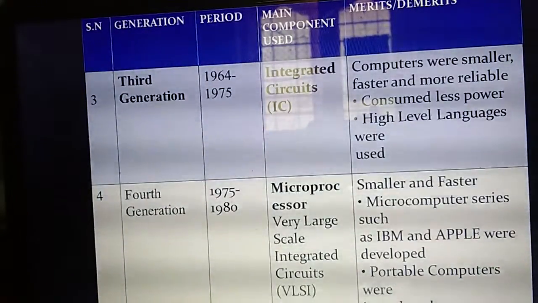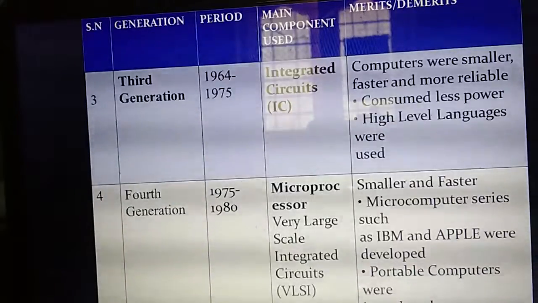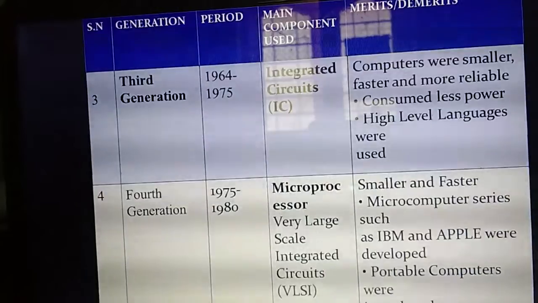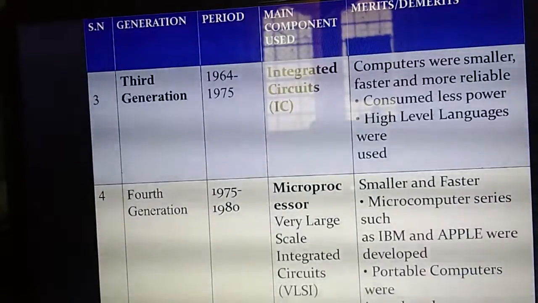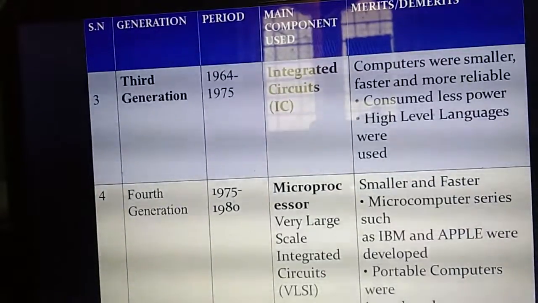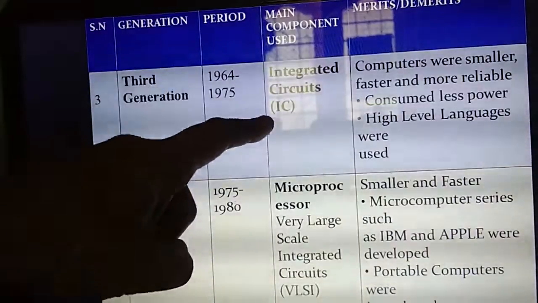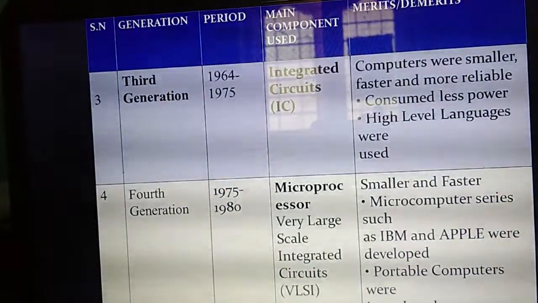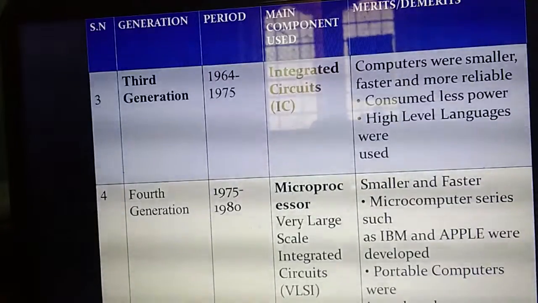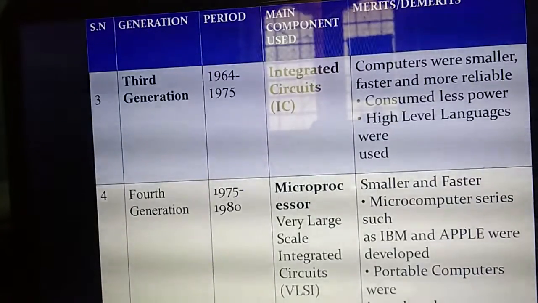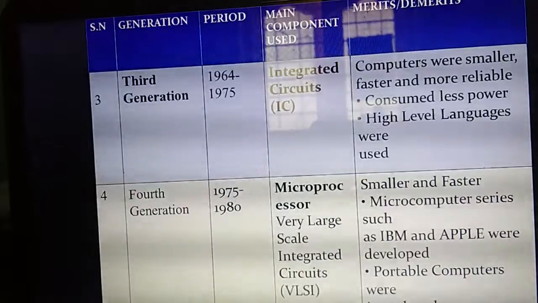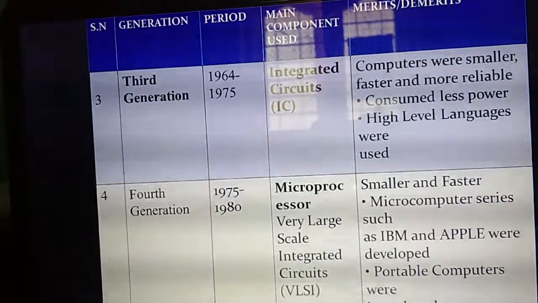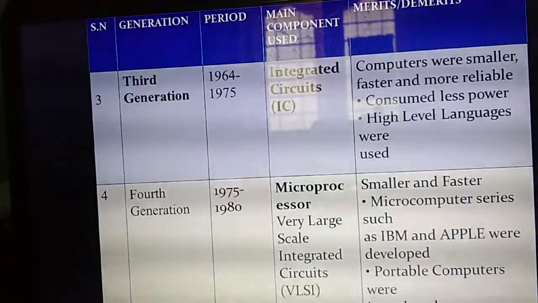1964 to 1975. Okay. So which component are we using in the third generation? Integrated circuits. The short form of integrated circuit is IC. The diagram is given in your textbook. It looks like a small chip. You may see this in your physics lab. So this is called an integrated small chip.